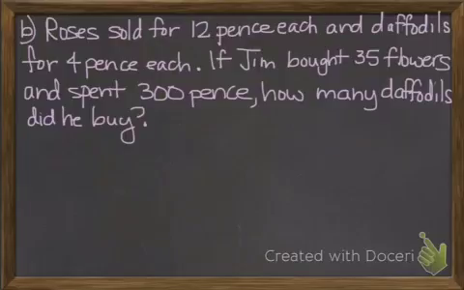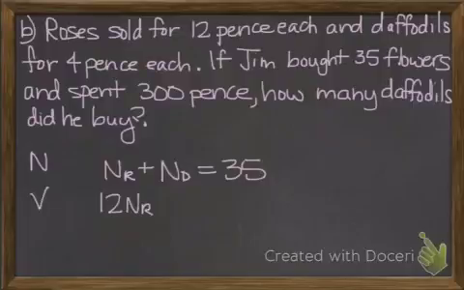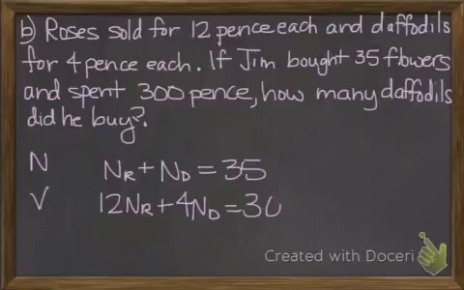Okay, next problem. Roses sold for 12 pence each and daffodils for 4 pence each. If Jim bought 35 flowers and spent 300 pence, how many daffodils would he buy? So we have a number and a value equation. We know that the number of roses plus the number of daffodils was 35. And roses were 12 pence, daffodils were 4 pence, and the total was 300.